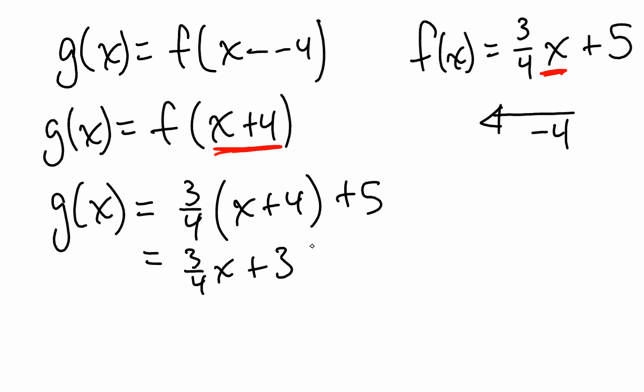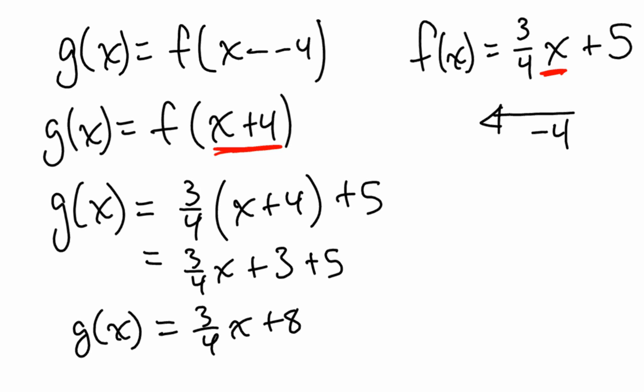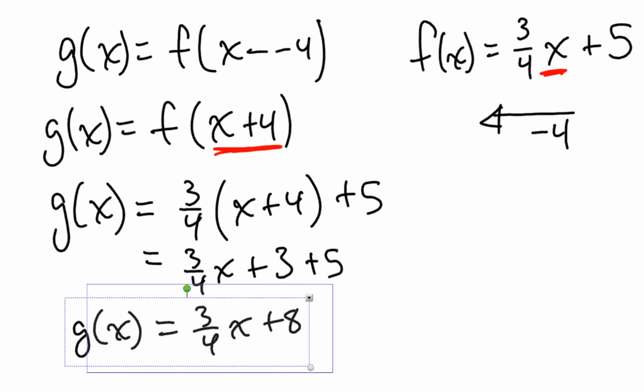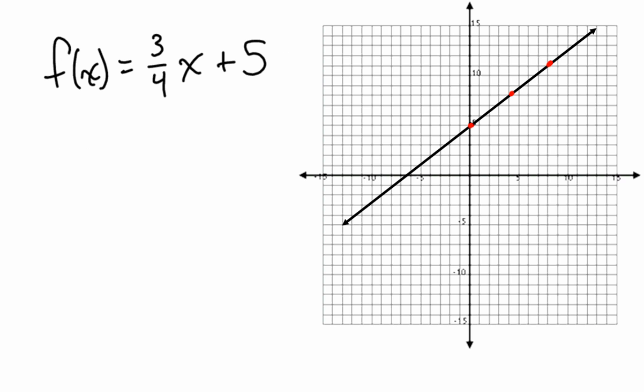And then I'm going to add 5. So my simplified version, my final version of g of x is g of x equals 3/4 x plus the number 8. Now, again, my claim is that this function is going to look like my original function, except it's going to be 4 units to the left of my original function. So let's go back here and graph it.